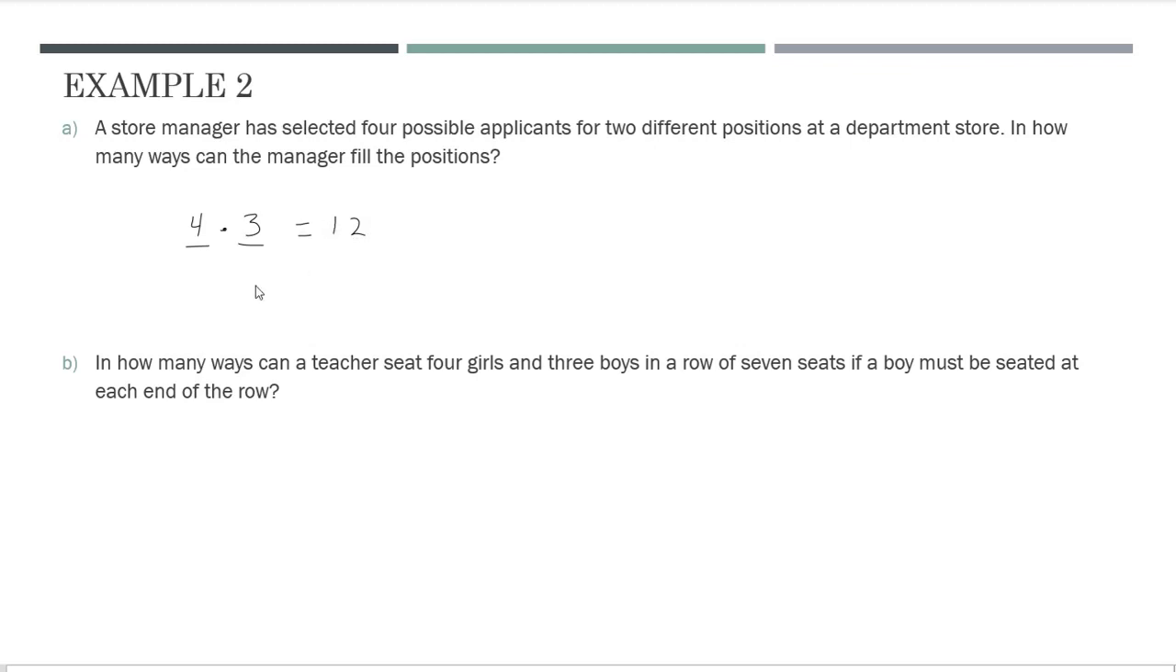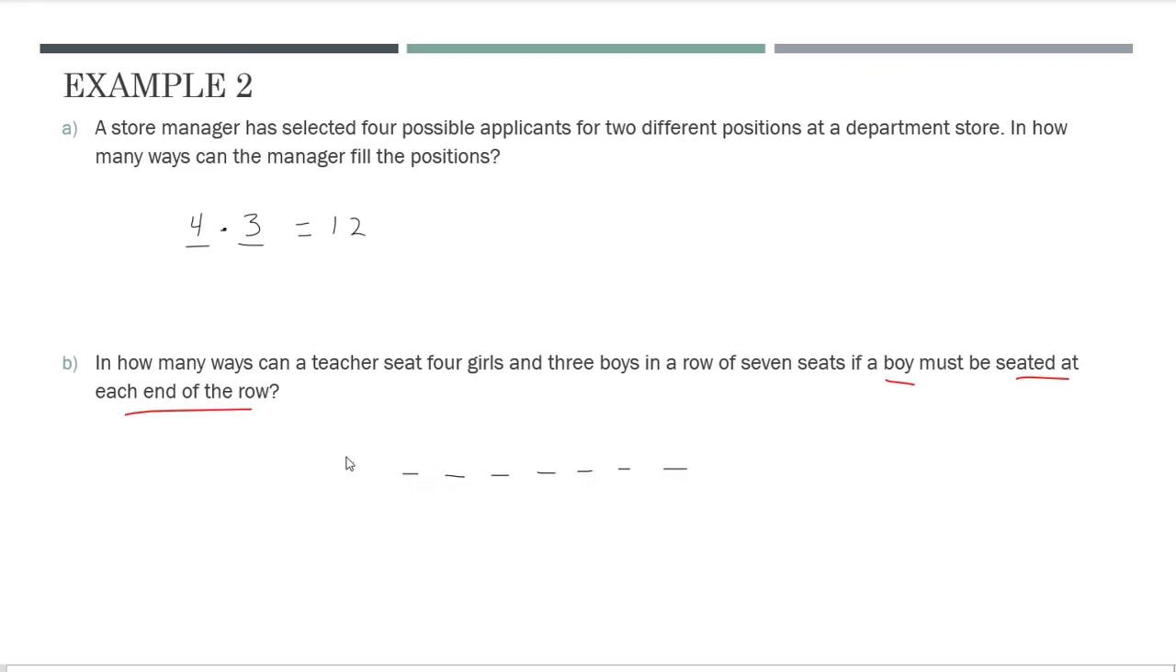In how many ways can a teacher seat 4 girls and 3 boys in a row of 7 seats if a boy must be seated at the end of each row? Now this is where these questions get a bit trickier. We have this restriction, a boy must be seated at the end of each row. So my first thought is, well, how many seats do we have? We have 7. So let's write those out. So 1, 2, 3, 4, 5, 6, 7.